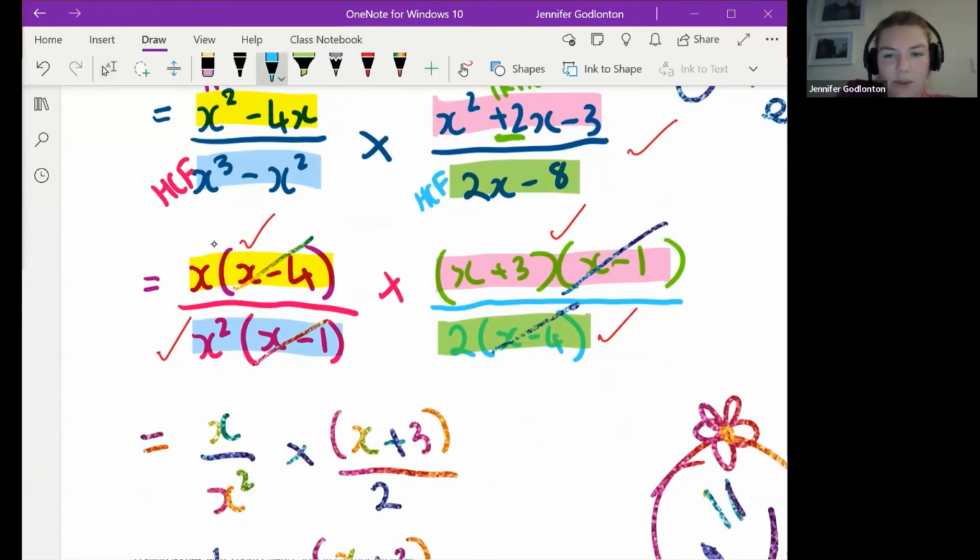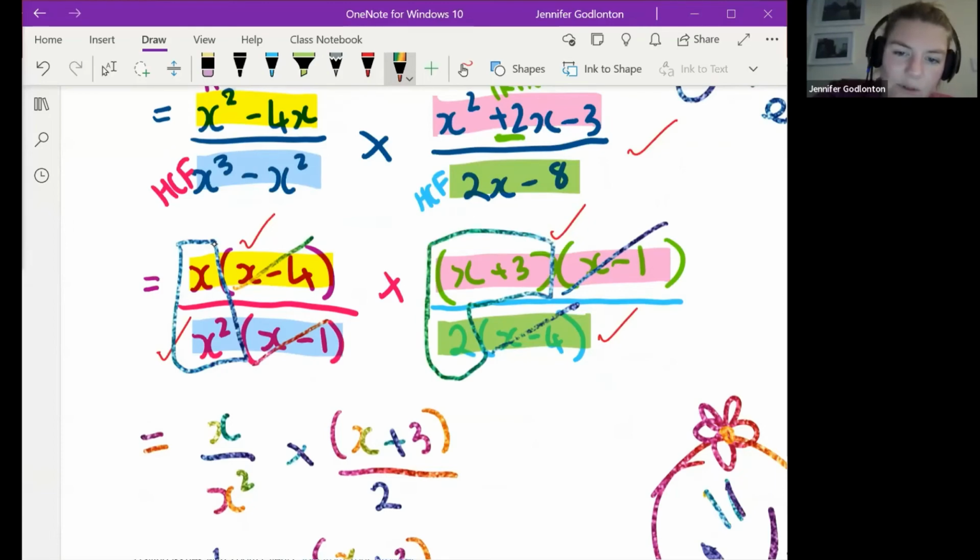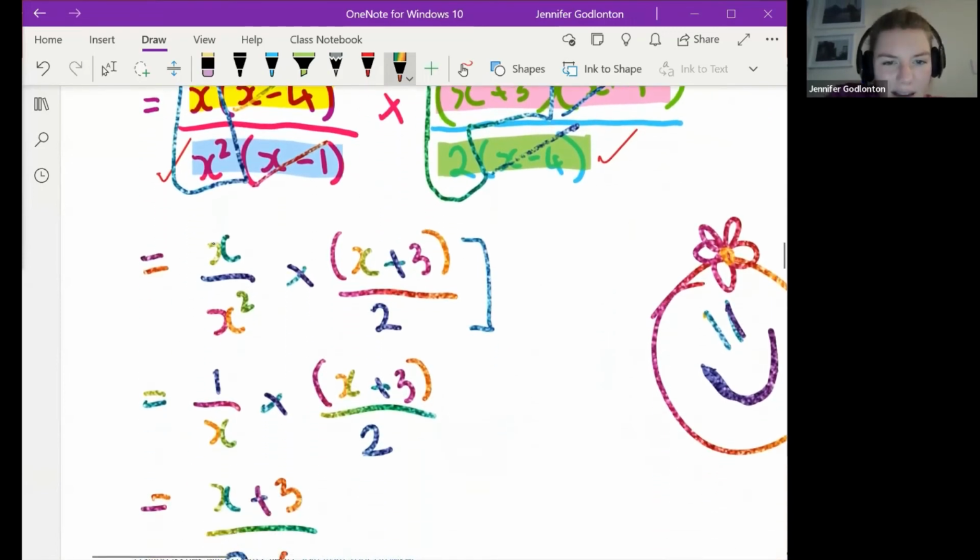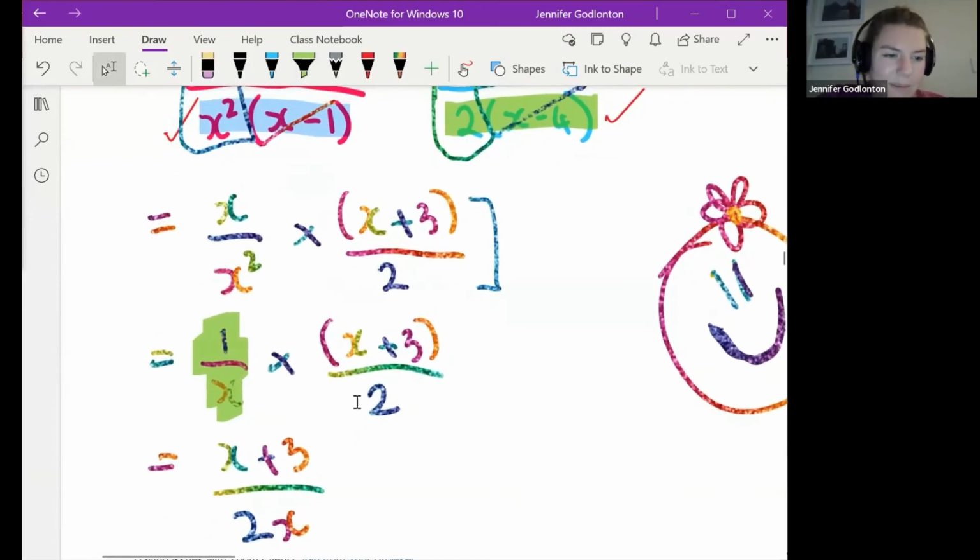Then we looked at what could cancel. So these x minus 4s were the same as each other, so they could cancel. And the x minus 1s were the same as each other, so they could cancel. So I was left with, on this side, the x over x squared. And on this side, I was left with the x plus 3 over 2, which is what I've written down here. And then we said, well, if I have x over x squared, I can simplify that down to 1 over x. And then I'd have x plus 3 over 2. And so I'm left with x plus 3 over 2x.